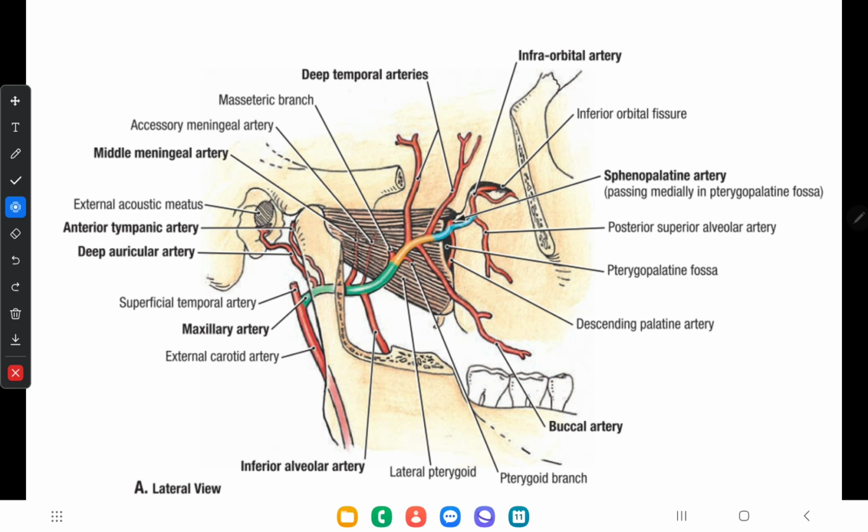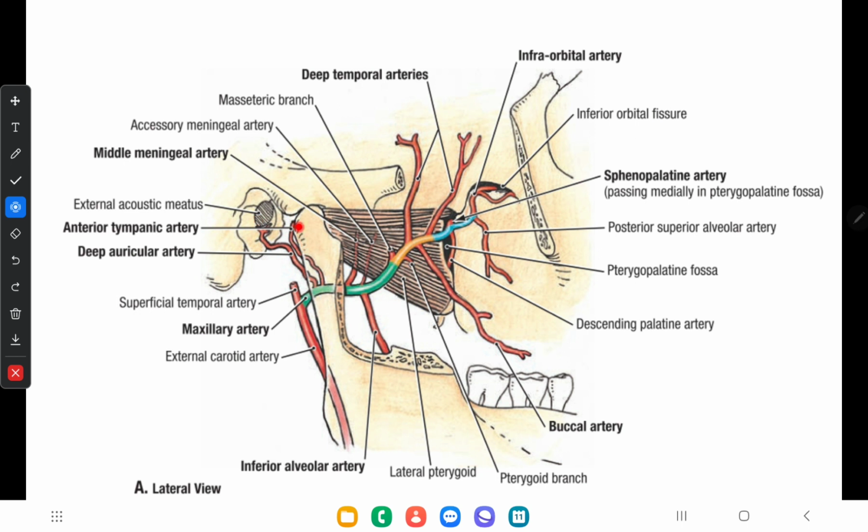Let's have a look at the course of each branch separately. When we talk about the deep auricular artery, it ascends in the substance of the parotid gland and pierces the bony or cartilaginous part of the external acoustic meatus and supplies the temporomandibular joint and external auditory meatus.